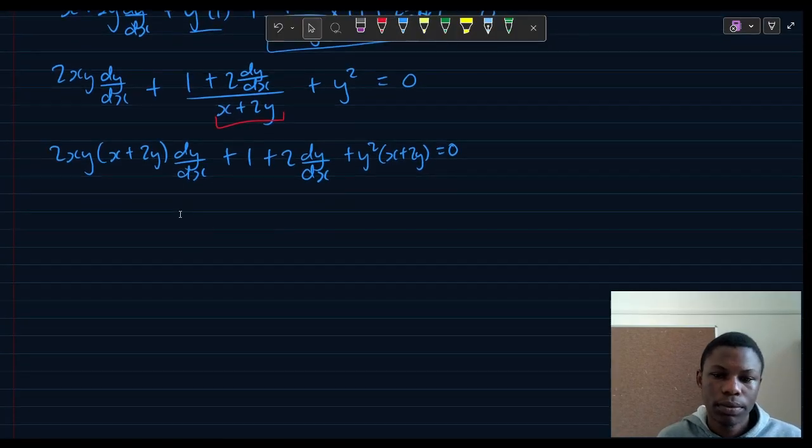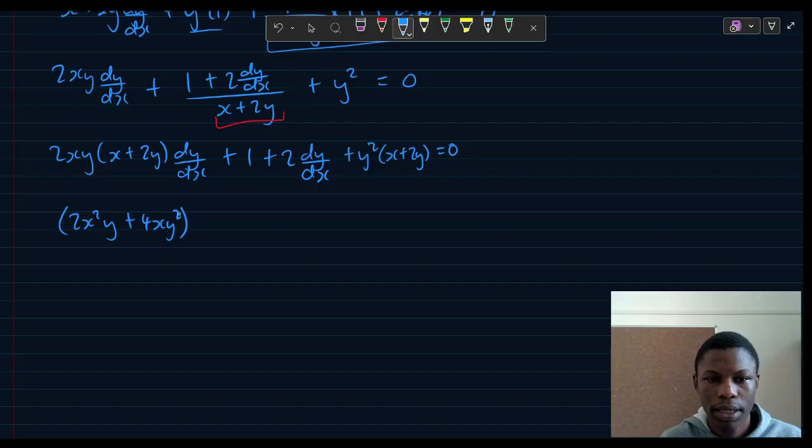And now I'm debating on whether to expand this or not. I think I'll expand that. So 2xy times x becomes 2x squared y. 2xy times 2y, that's 4xy squared. And this is all multiplying our dy dx.